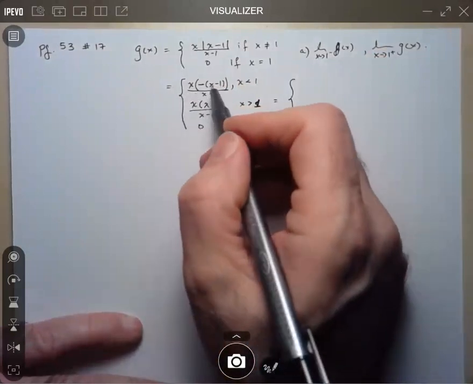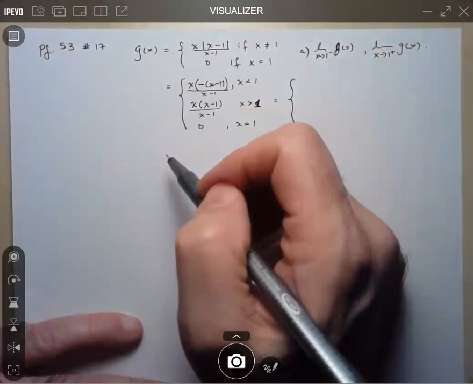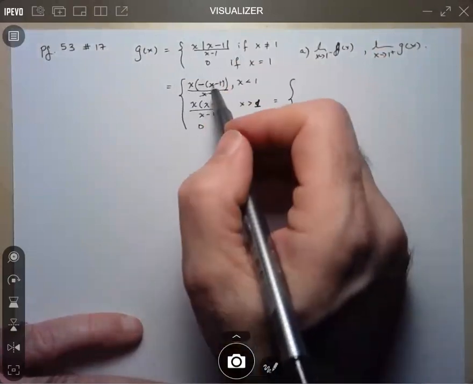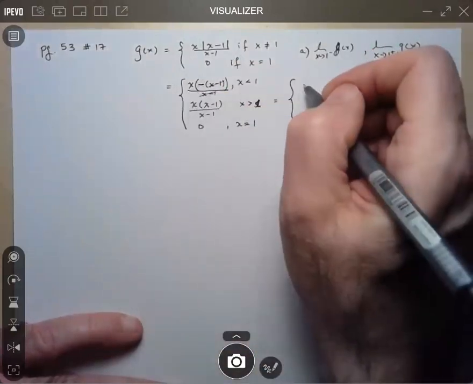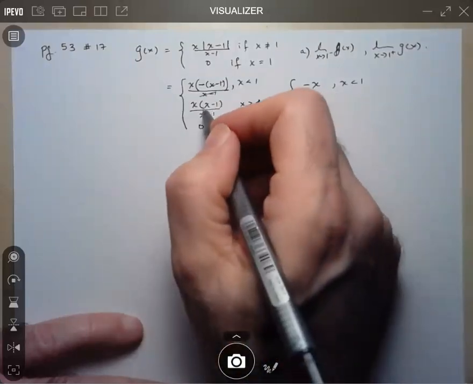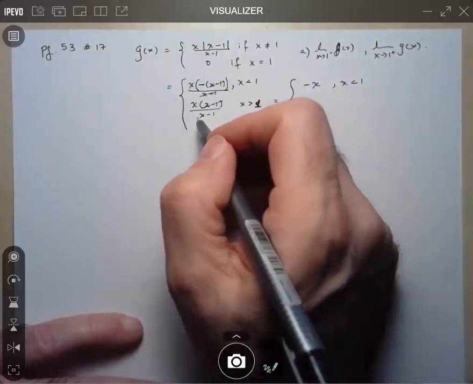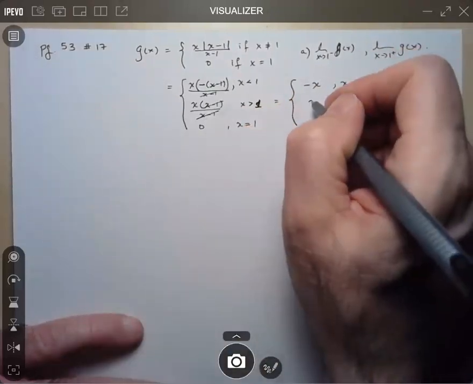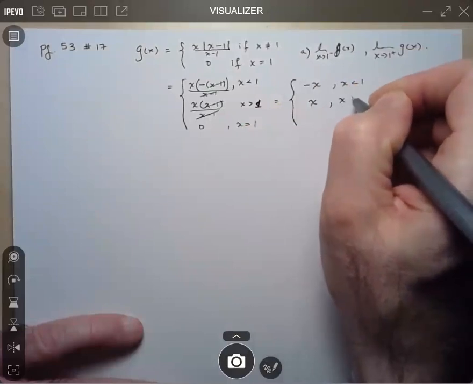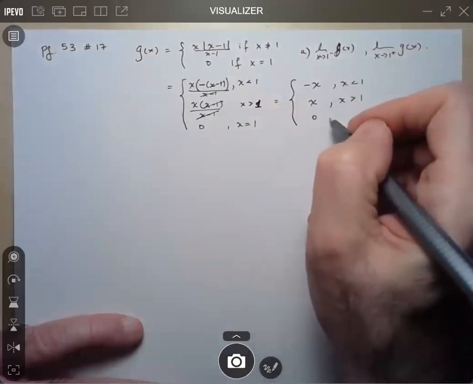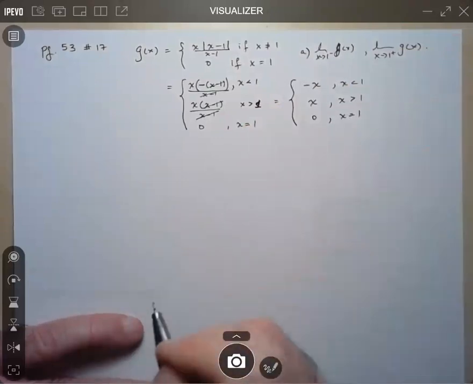We see that in the numerator there's a factor of x minus 1, and the denominator has a factor of x minus 1. We can reduce those, and what are we left with? Just negative x when x is less than 1. Here, same thing. There's a factor of x minus 1 in the numerator and in the denominator. So this is now just going to be equal to x if x is greater than 1, and it's 0 if x is equal to 1.